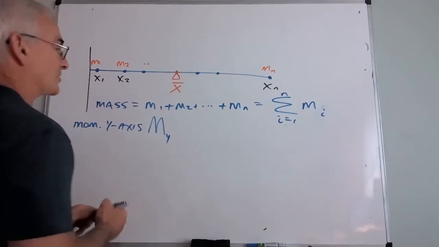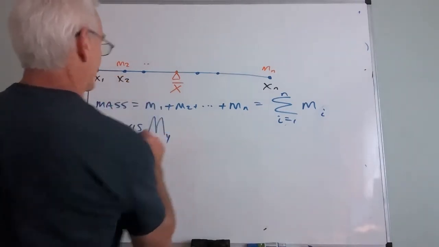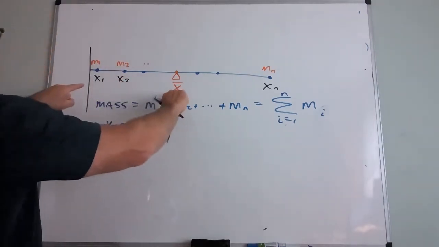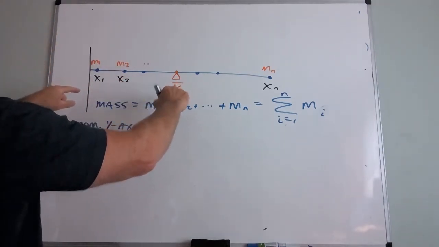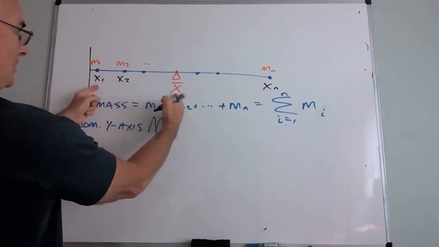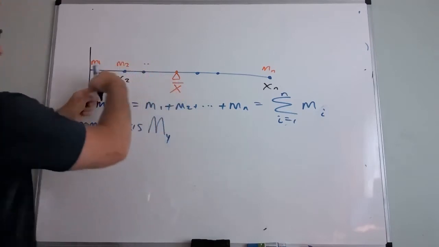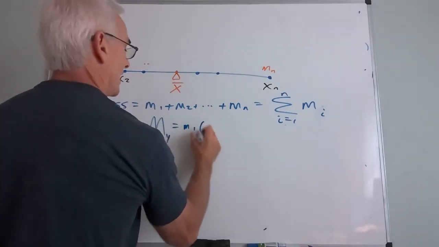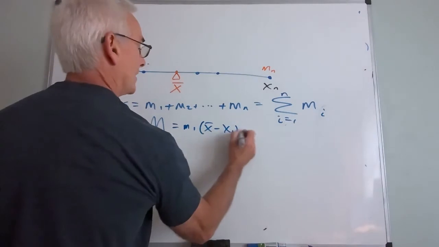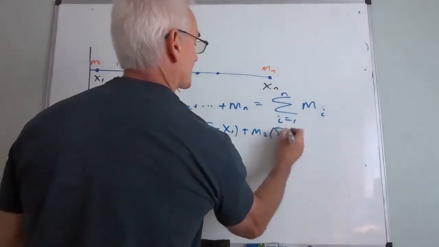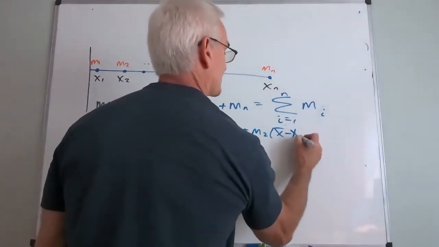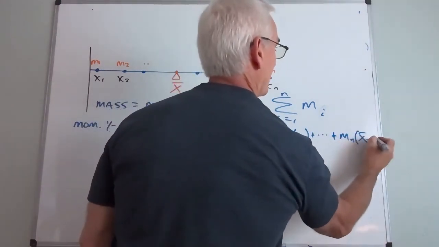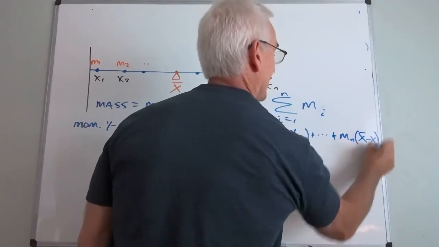So this has got to be the sum of all the masses times distances, but not m1 x1, m2 x2. No, the distances. Oh, so the distance to the fulcrum, remember? So that would be x bar minus x1. So this would be m1 times (x bar minus x1) plus m2 times (x bar minus x2) plus all the way to plus mn times (x bar minus xn).